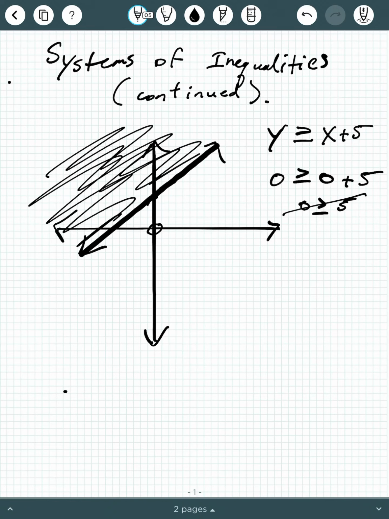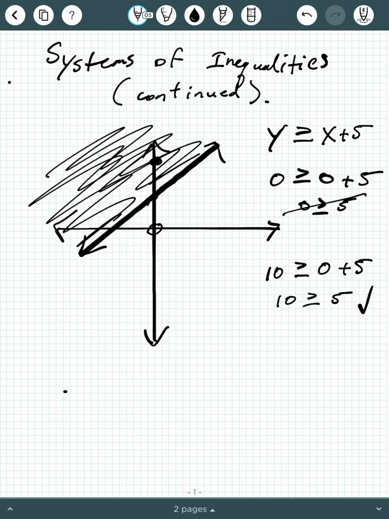We shade to the opposite direction. So everything above the line is going to make this inequality true. For example, if we pick a point, let's say where x is 0 and y is 10, and test it out, well, y is 10. That's greater than or equal to 0 plus 5. 10 is greater than or equal to 5. That's true, and that point falls right up here, so it makes our inequality true.